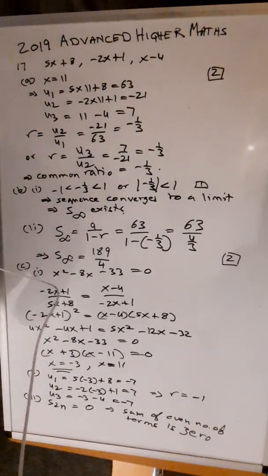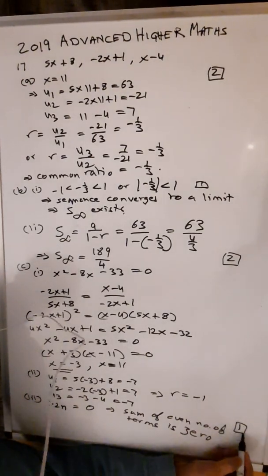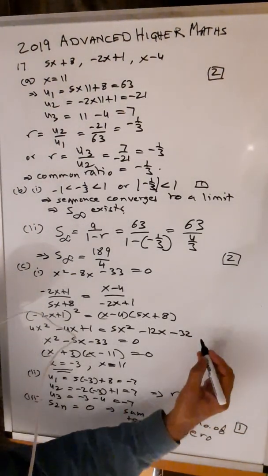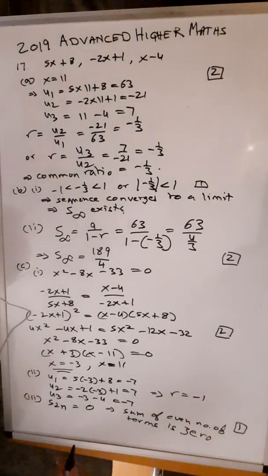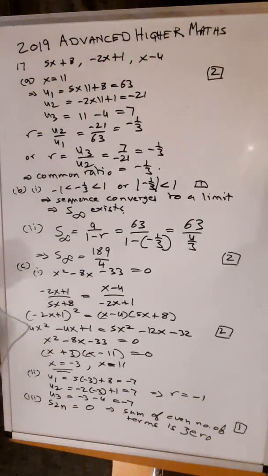And the last part, this part here, is for 1 mark. So the total marks for this question: 2, 1, 1, 2, 1, 2. Yeah, that's it. So you've got a total of 9 marks for this question.